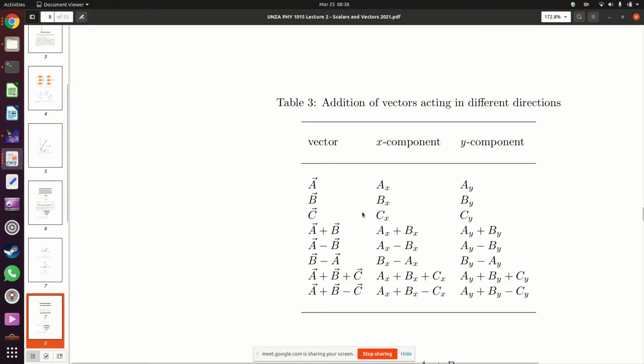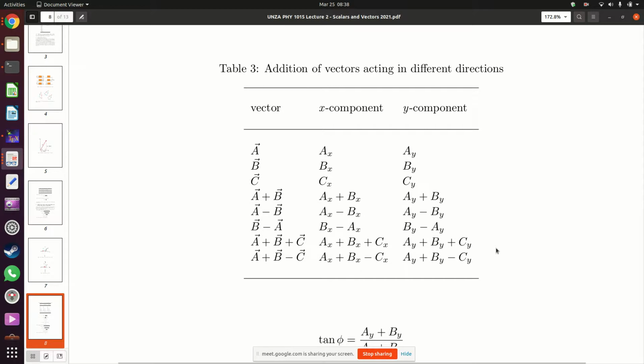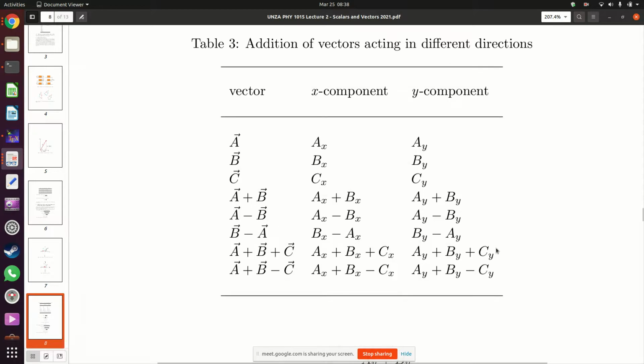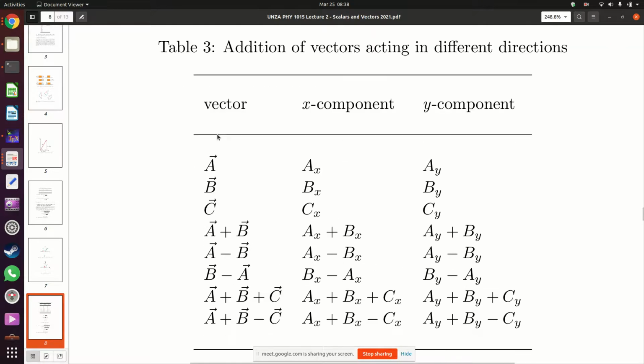So I'm going to show something before we start looking at an example. For example, you have this table here. This table shows three vectors. Vector A.